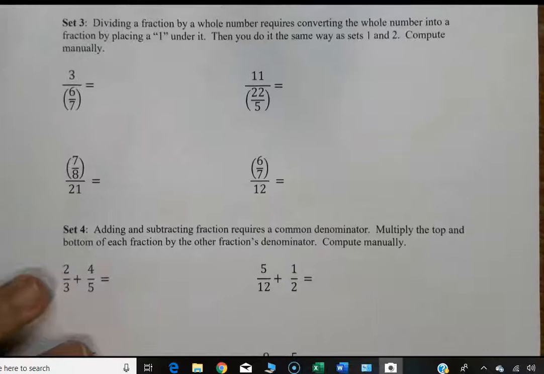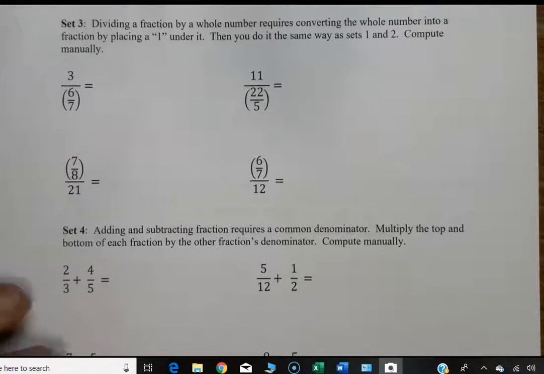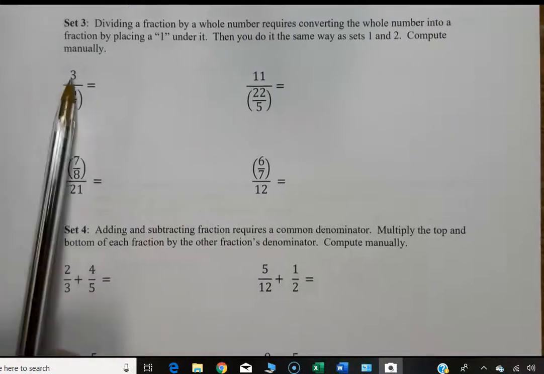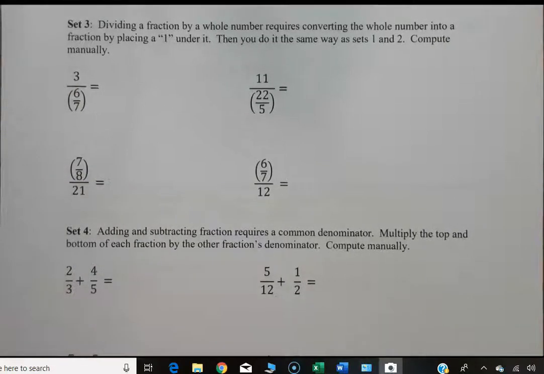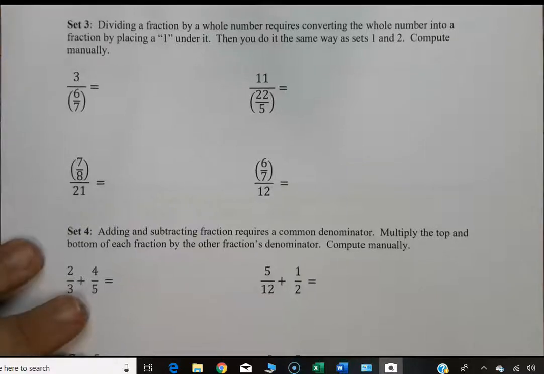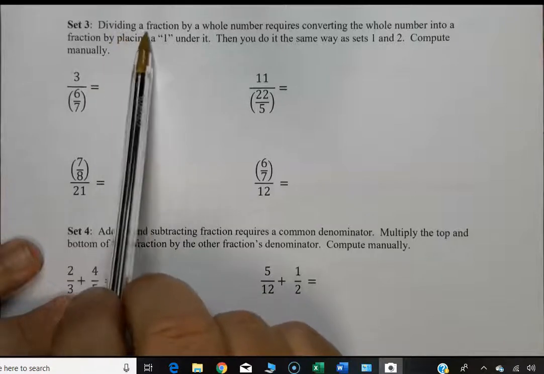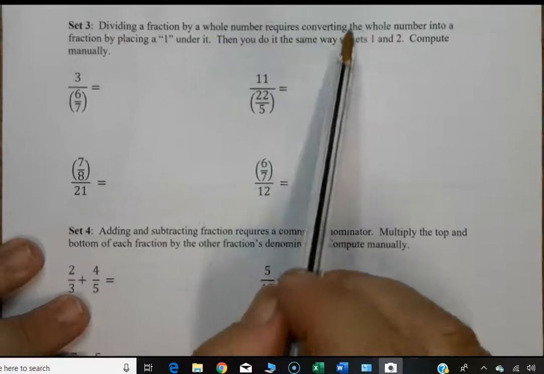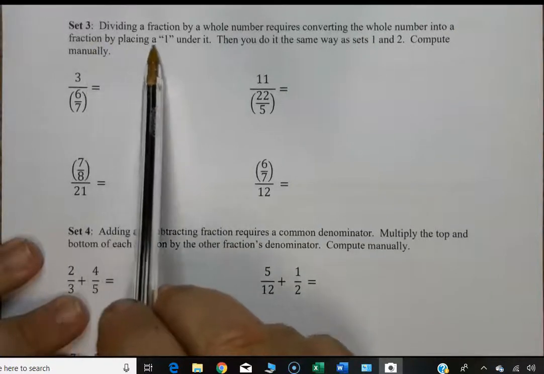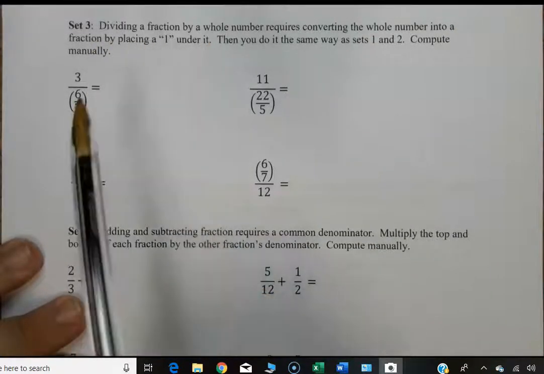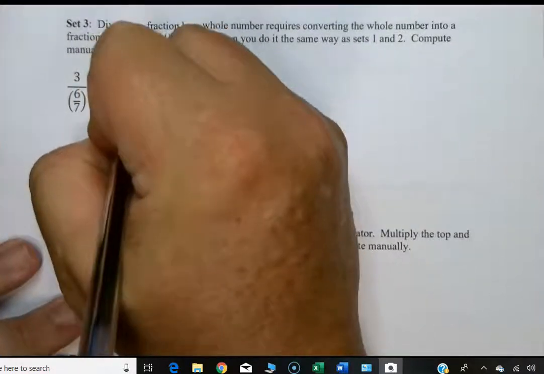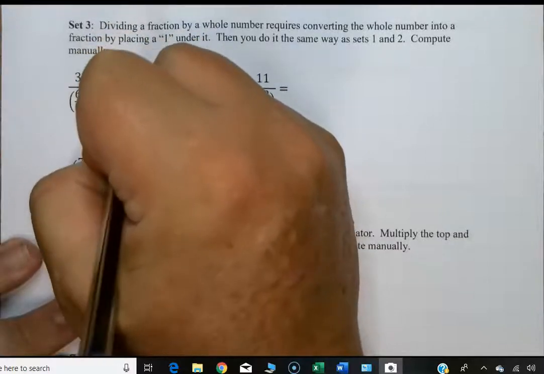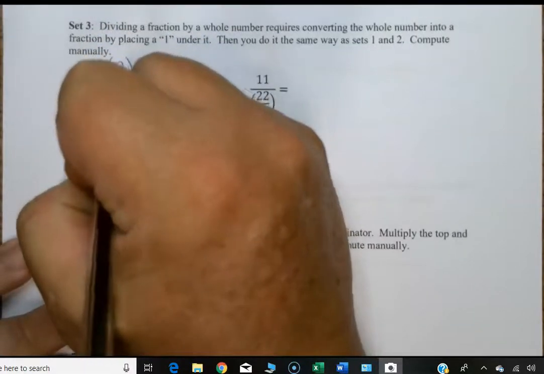Okay, now we're on set 3, it's on the second page, and what we're going to do now is divide a whole number by a fraction, or a fraction by a whole number. It's essentially the same as what we just did, but there's one step added. You first have to turn the whole number into a fraction. So let's just read the instructions. Dividing a fraction by a whole number requires converting the whole number into a fraction by placing a 1 underneath it. Okay, so we're going to take this 3 before we do anything else and put a 1 underneath it, and we're going to turn that into a fraction. And then the 6/7 on the bottom doesn't change.